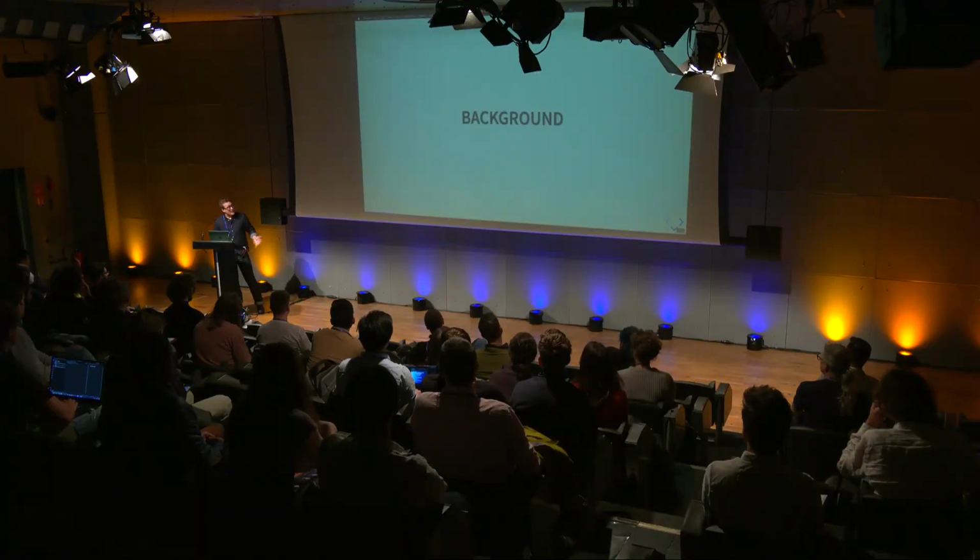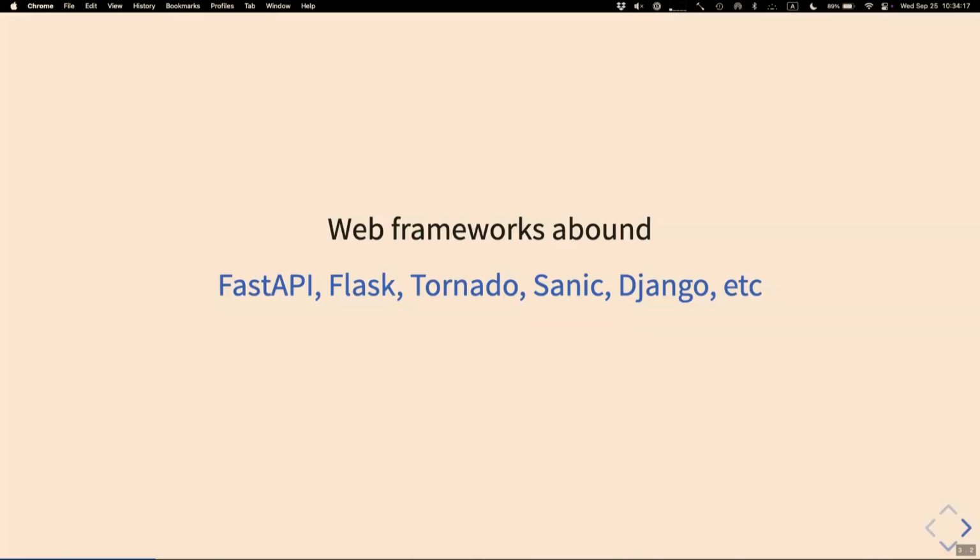Cool. So the background of this talk is that there are a lot of web frameworks. If you're here at a Python conference, you know about some of them, I'm sure. There are a lot of them. I love FastAPI. It's a great one, probably my go-to these days. Flask, kind of the original, the OG popular one. Tornado, Sanic, Django. There's way more than just these, but just to list a few.